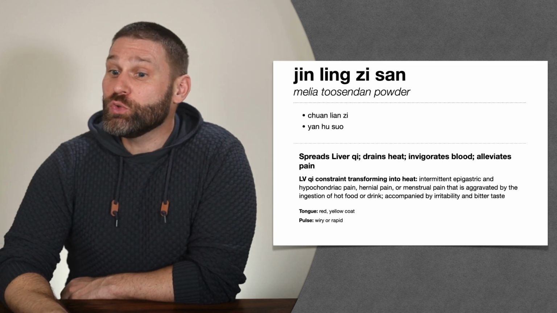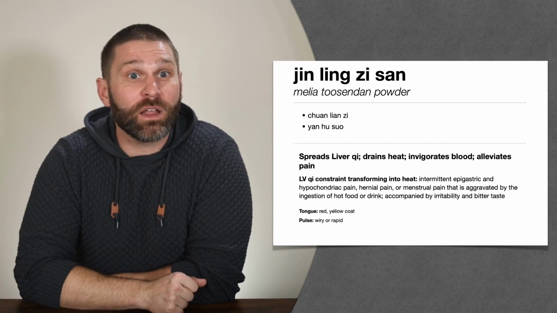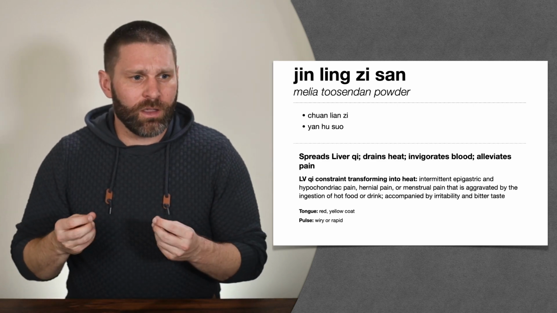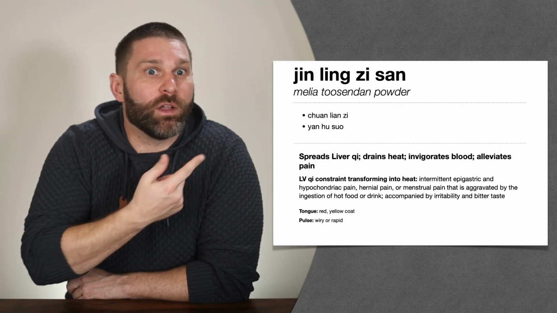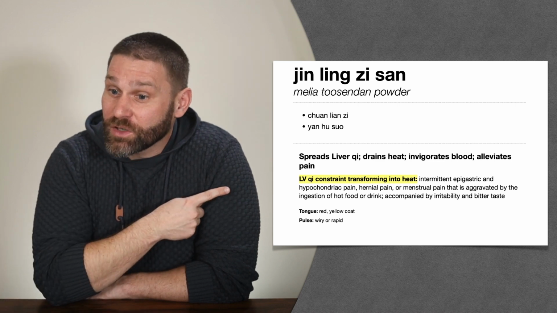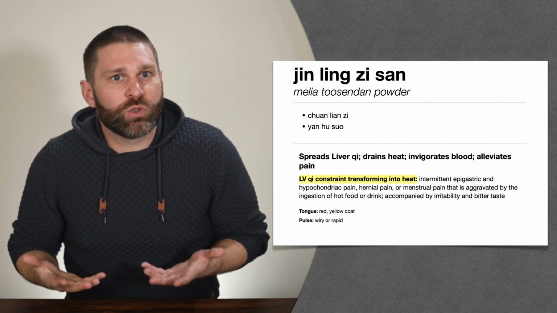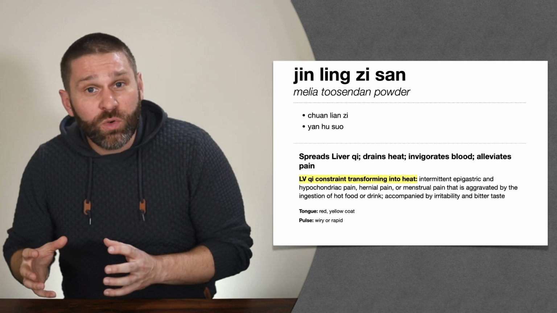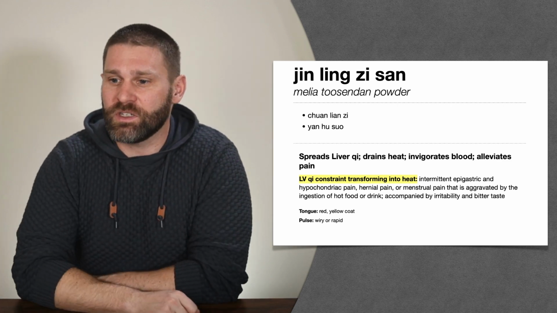Jinlingzi San, Melia Toosendan powder. This is the one that, remember we said that Chuanlianzi also goes by the name Jinlingzi, golden bell seed. And so this is the one time that comes up. We learn one formula called Jinlingzi San, and this is for liver qi constraint transforming into heat. And so that's basically what we said that Chuanlianzi was good for. Chuanlianzi's specialty is that it moves qi, it stops pain, but it's also cold in temperature. So it's good for liver qi transforming into heat.